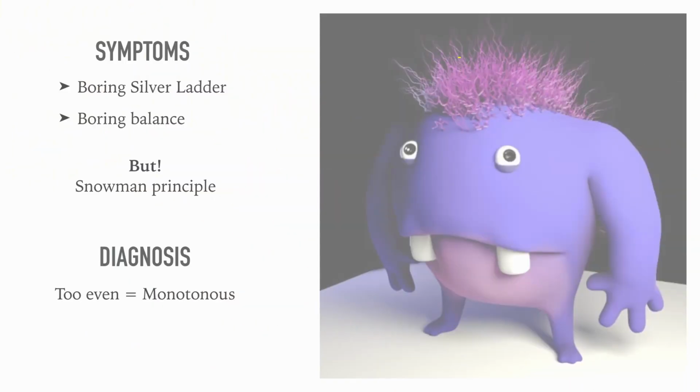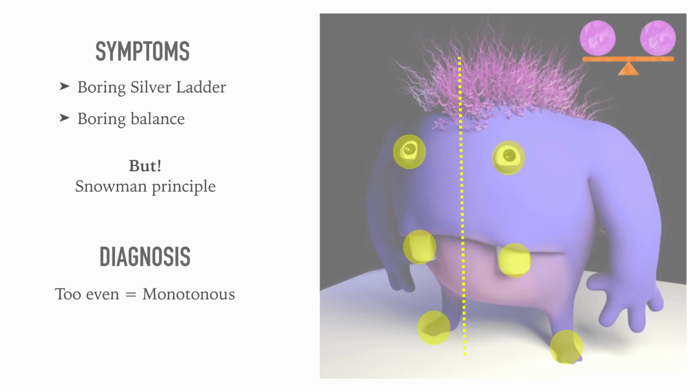The balance, the scale is also a bit boring. If we divide it by half, well, we have all the elements that are in the exact same distance between each other. This is vertically, and horizontally, if I divide my character in half, we also have these elements almost at the same distance between the middle. So yes, my diagnosis is that this character is too even, is too monotonous.